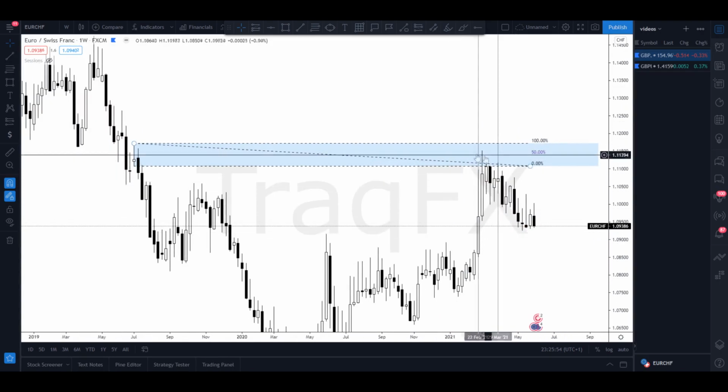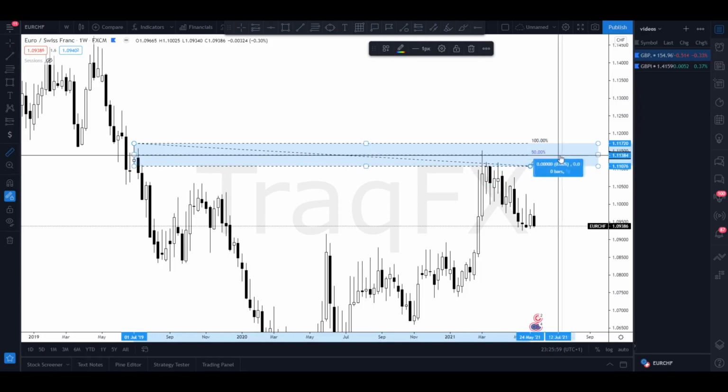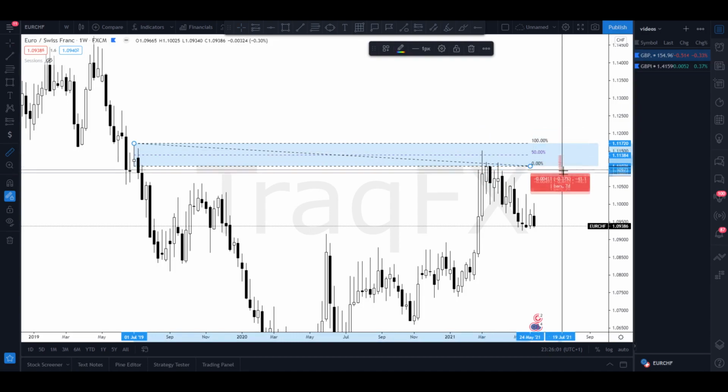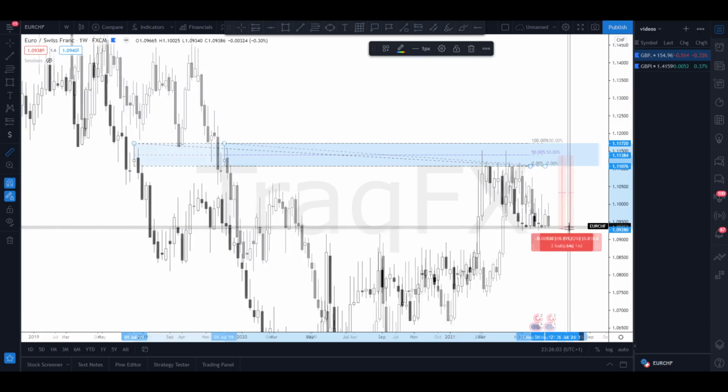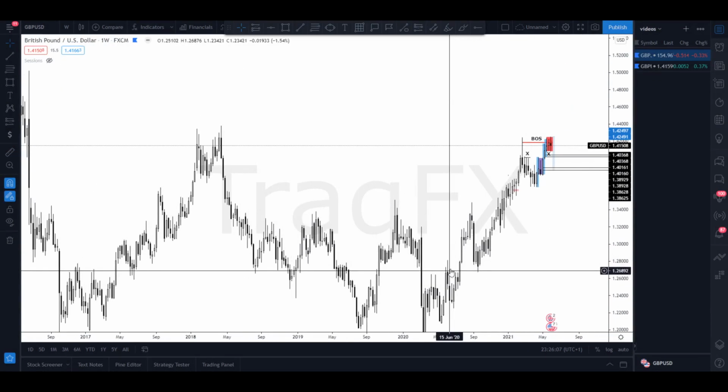So you can see price ended up reacting off of the 50%. It did go a couple more pips in drawdown, for about 13 pips, but then overall it gave you that nice 200 pip move that you're looking for. And this works on GBP USD as well. I've seen this work a lot.